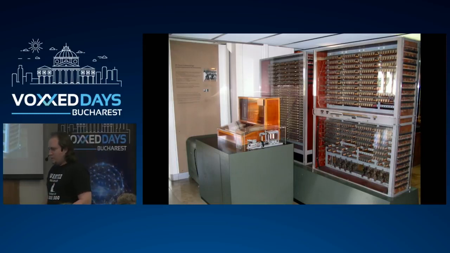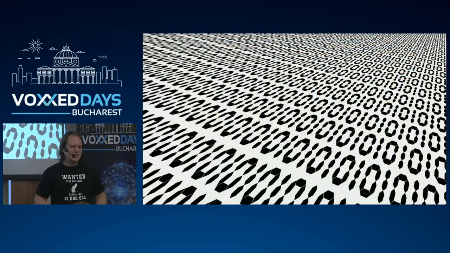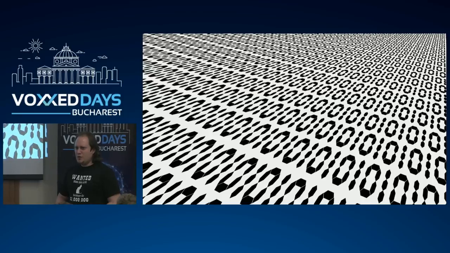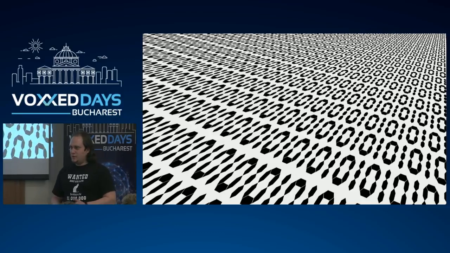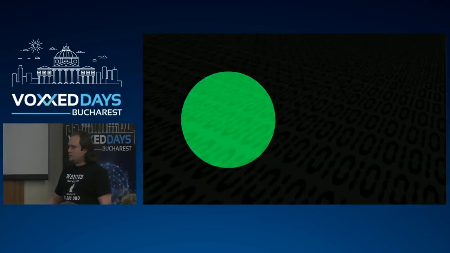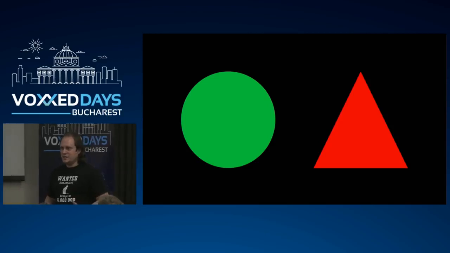When we think of binary, we normally think of zeros and ones, but that's not really true, is it? We don't have zeros and ones in our computers. We have two distinct states. And for what we care about, it could be a green circle and a red triangle. As long as they are distinct, that's fine.